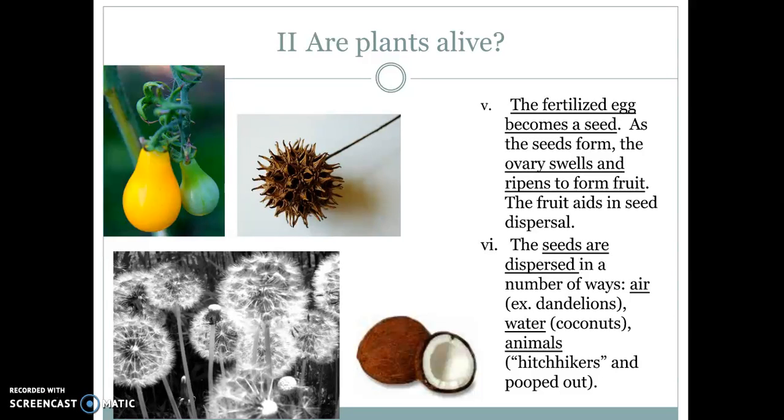As the seed forms, the ovary swells and ripens to form fruit. The fruit aids in seed dispersal. If we have an apple that falls from a tree, it contains tons and tons of seeds. So when that apple goes into the ground, all of those seeds are now in the ground, which can further reproduce more plants. They're dispersed in a couple of different ways: by air, like the dandelions, the little flowers that you can blow and make wishes on, whose seeds float in the wind. By water, so coconuts kind of float through the oceans a lot of times since they're found on tropical islands. And hitchhikers, so something like the little gumball in the top right picture.